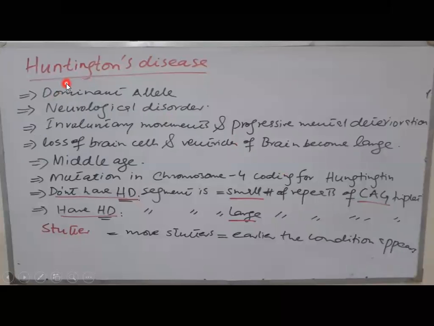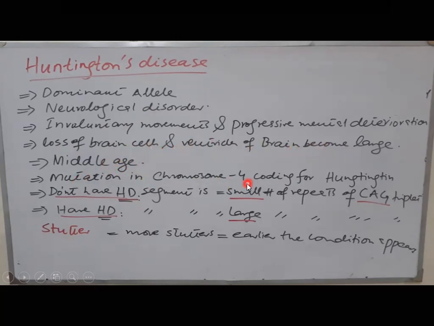The next one is Huntington disease, which is due to a dominant allele. This is a neurological disorder. Dominant allele means that if a person is heterozygous, then that person will have the disease. In this case, there are involuntary movements and progressive mental deterioration. There is loss of brain cells and the ventricles, the spaces in the brain, become very large. The symptoms appear in middle age.